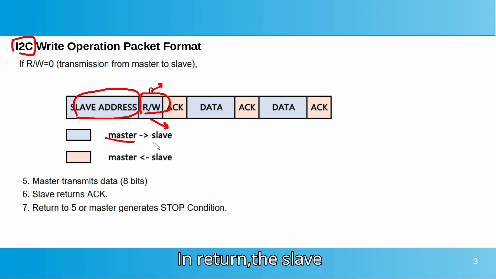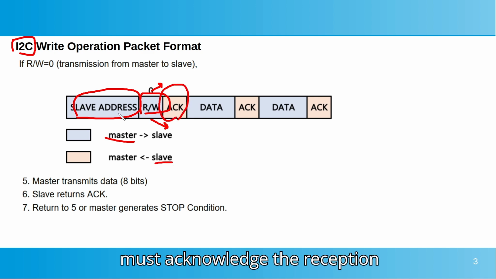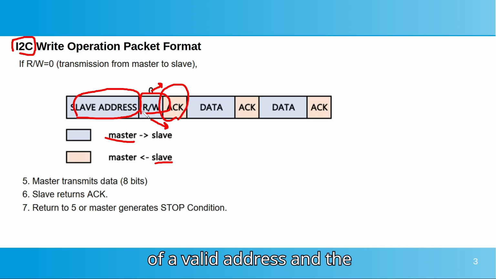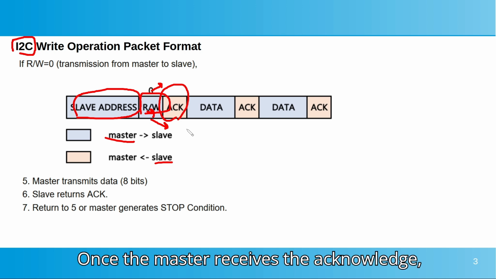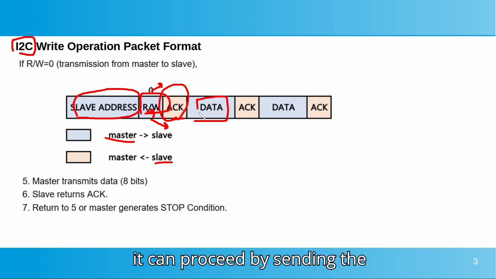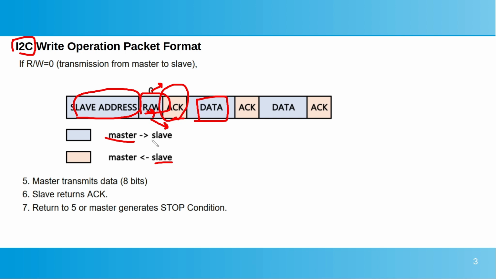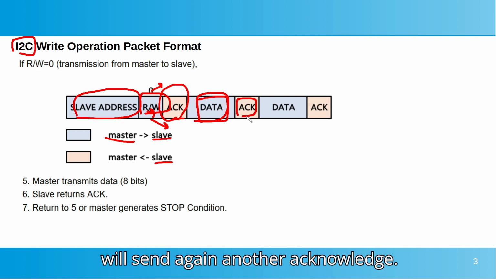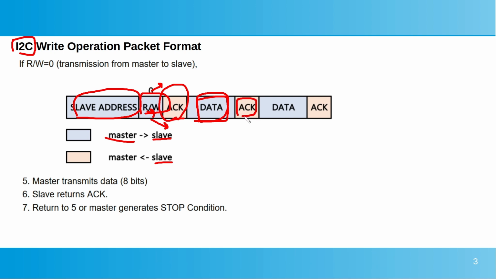In return, the slave must acknowledge the reception of a valid address and the write bit. Once the master receives the acknowledge, it can proceed by sending the data to be received by our slave. In return, the slave, after receiving a valid data, will send again another acknowledge.